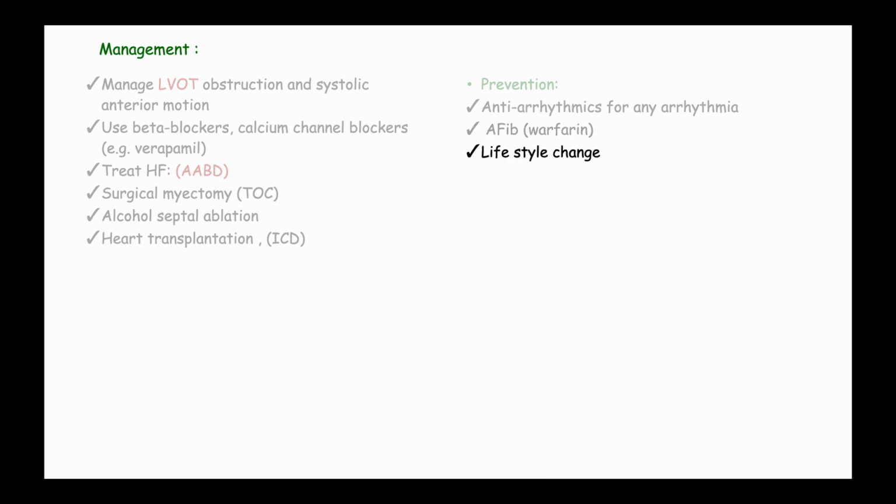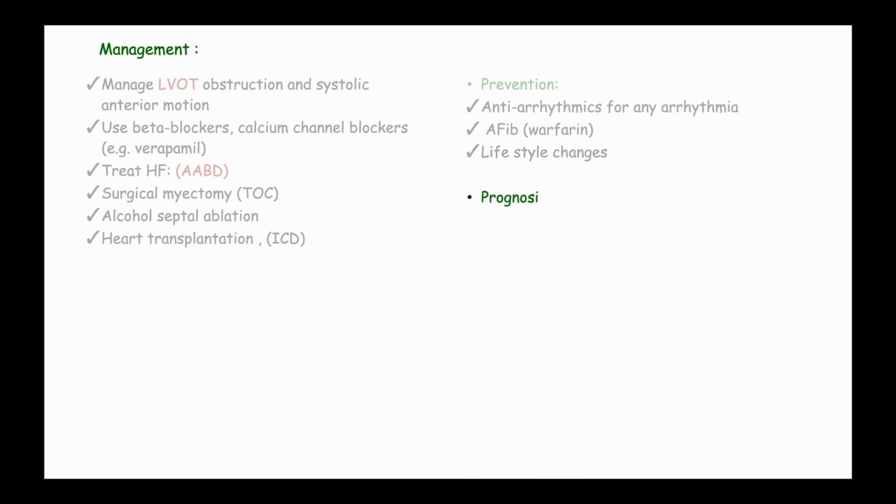Now, with this condition, we need to advise the patient on lifestyle modification because, as we said, it usually occurs in young adults. And so, if the patient is an athlete, then we have to advise the patient to reduce the number of activities in order to avoid a lot of strain on the heart. And so, we need to really advise them on lifestyle modification to prevent sudden cardiac arrest.